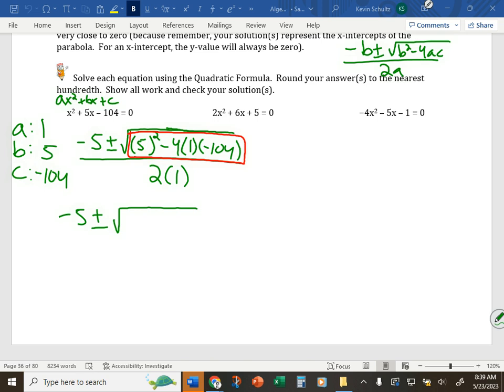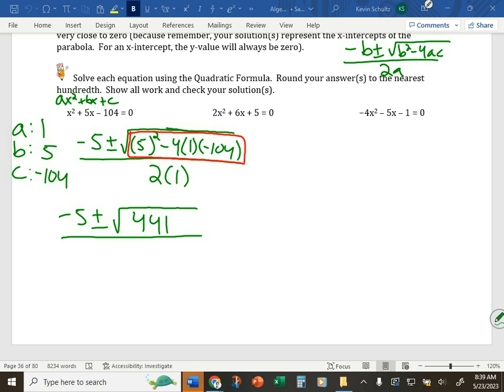Just the discriminant. 5 squared minus 4 times 1 times negative 104. 441. Make sure you can get that in your calculator. Okay? Does everybody get 441? Don't take the root yet. Does everyone get 441 from b squared minus 4ac?